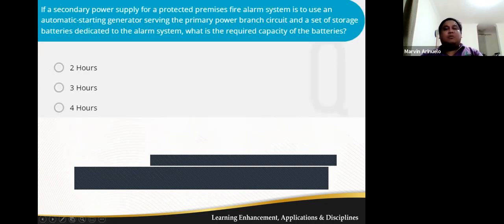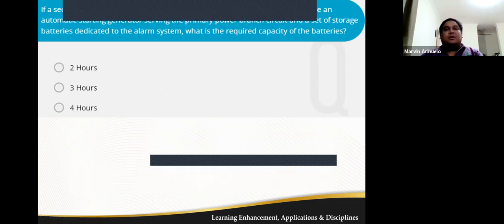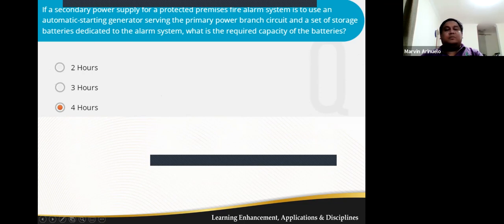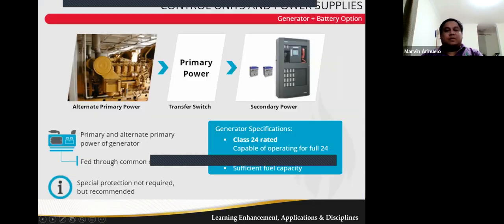If a secondary power supply for a protected premises is an automatic starting generator serving the primary power branch circuit, with a set of storage batteries dedicated to the alarm, what is the required capacity of the battery? It should be 4 hours according to your NFPA 72.